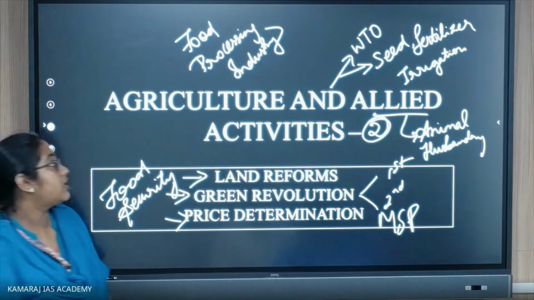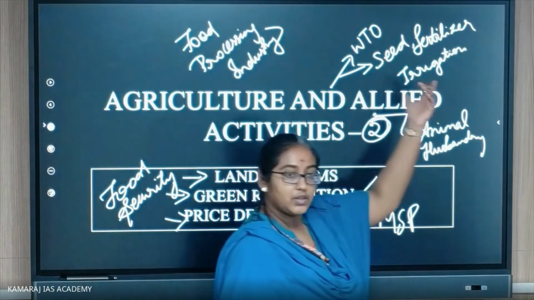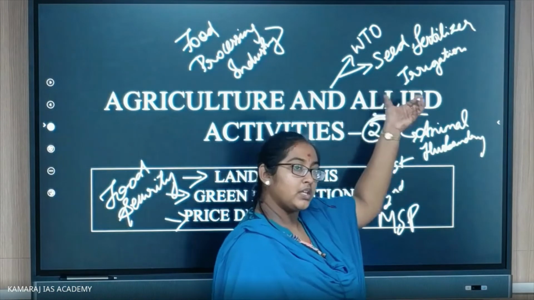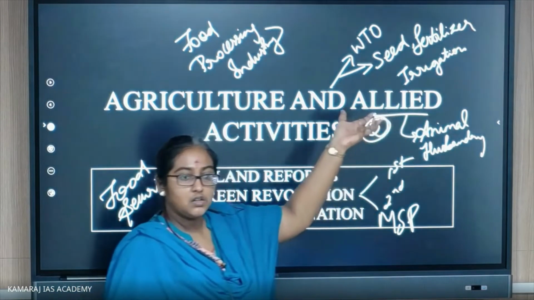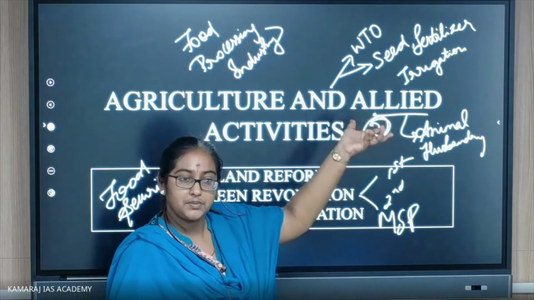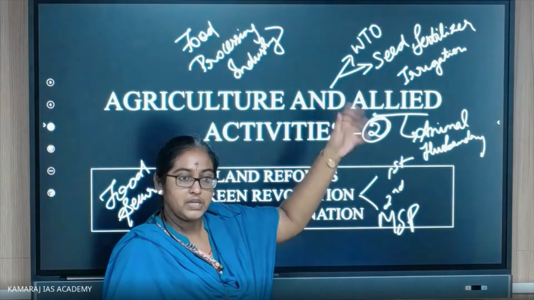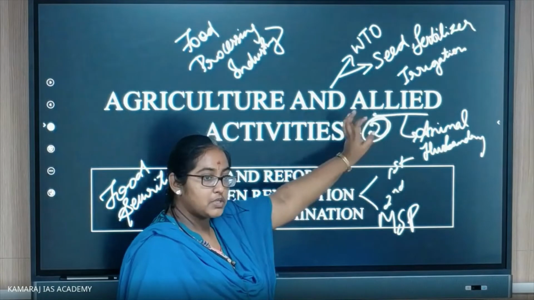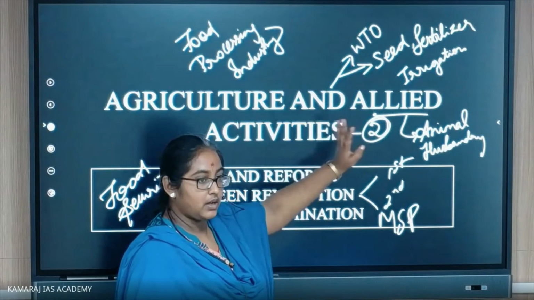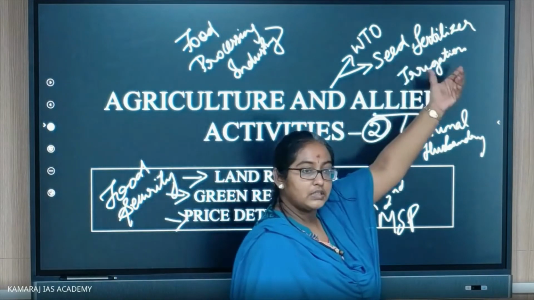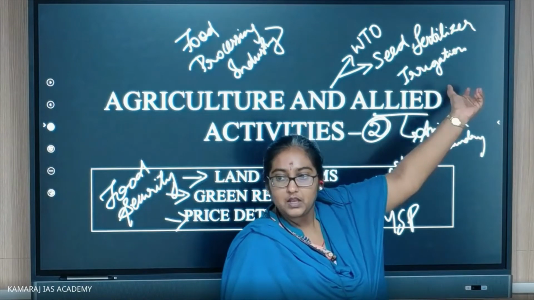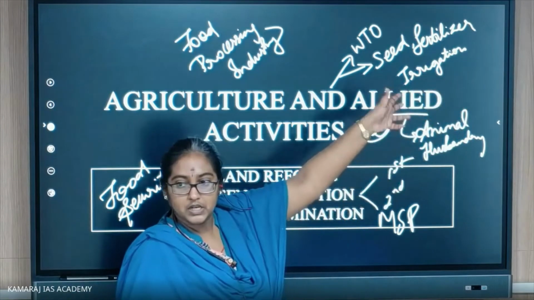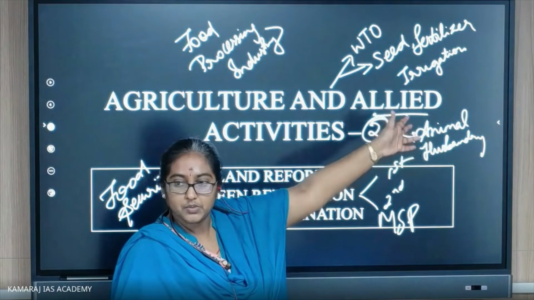Okay. So next class we'll start with WTO issues. We'll see about the various developments in seed. We have certain terms like seed replacement ratio, hybrid seed, breeder seed, and all. So we'll be talking about certain economic aspects of seed. Then we'll talk about fertilizers and fertilizer subsidy, like how the fertilizer subsidy for urea, NPK, nitrogen, phosphorus, all these are given.